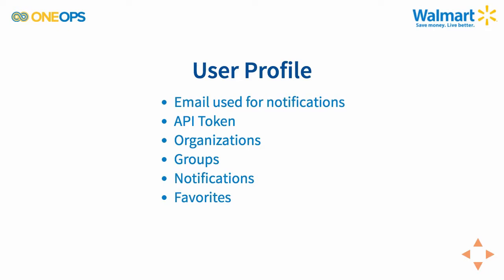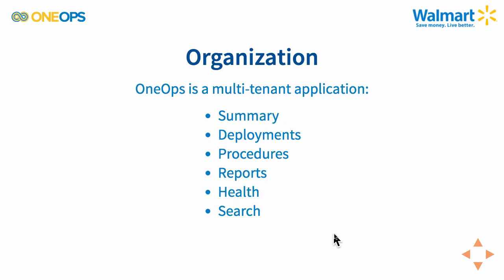As a next step, we're going to examine a little bit more about the user profile and things like the email configuration, API tokens and more, as well as about the fact that OneOps is a multi-tenant application and we are within the context of one organization, and there's lots of them, and we can see aspects about that specific organization such as summary, the ongoing deployments, ongoing procedures. We can inspect reports and health information about that organization, as well as perform a search within the context of that organization only.